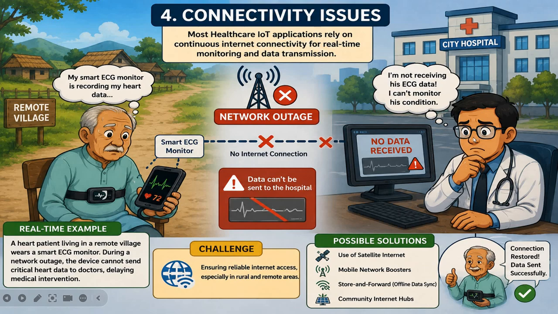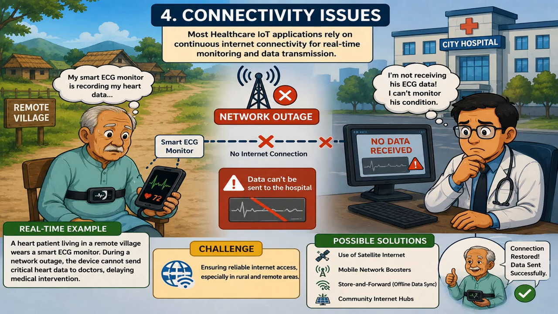Here we can see a doctor at a city hospital who is unable to receive the patient's ECG information, and the computer screen here displays a no data received message, indicating that the patient's health condition cannot be monitored in real time. So this delay may prevent doctors from identifying emergencies and providing timely medical assistance. Now, the challenge here is ensuring reliable internet access, particularly in rural and remote regions. So, possible solutions include stronger mobile networks, satellite internet, community internet hubs, and backup communication systems.